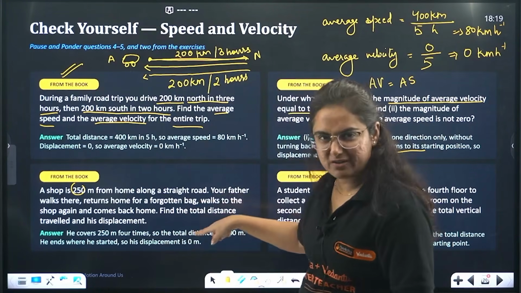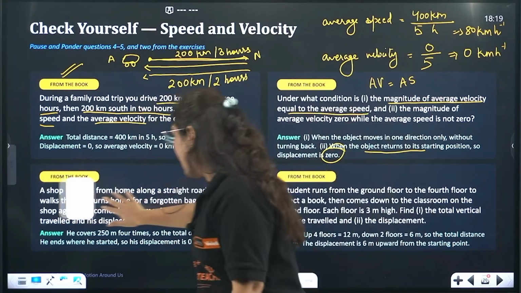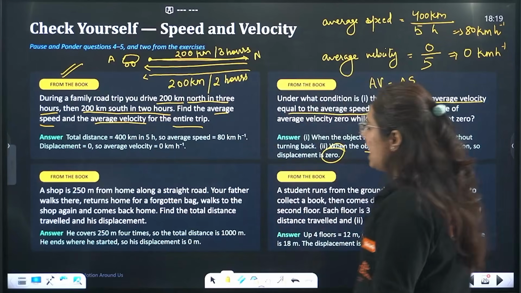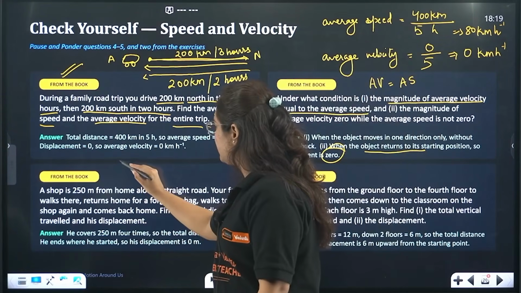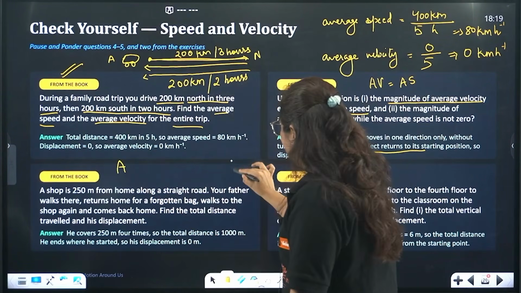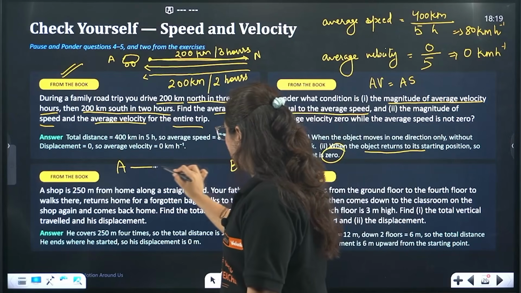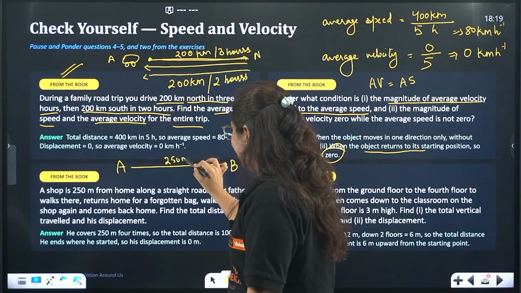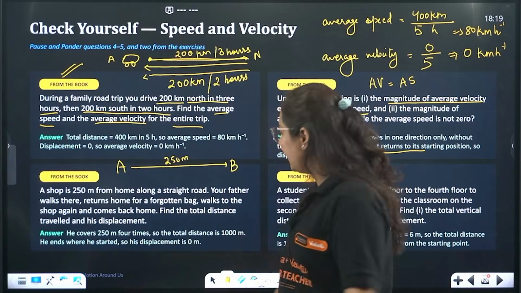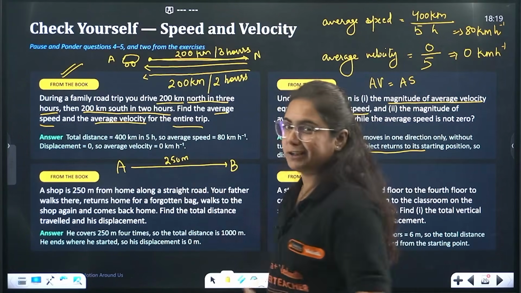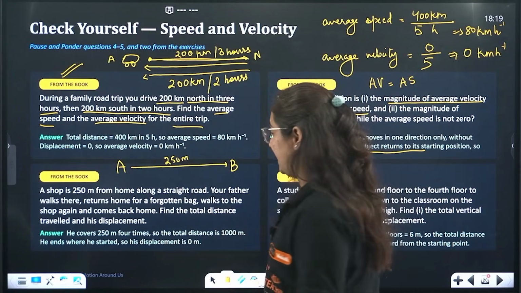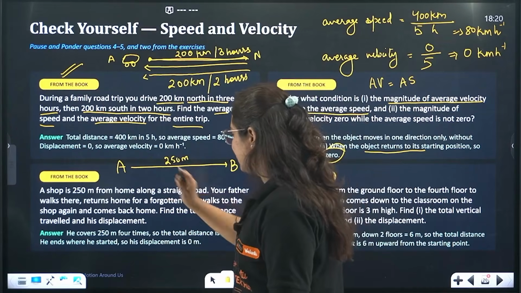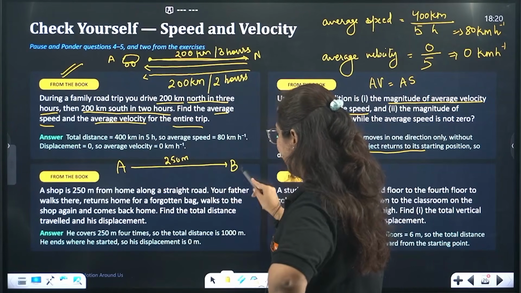So here's a question regarding that. A shop is 250 meters from the home along a straight road. So your house is here, your shop is here, and the road is straight. How much distance is there? 250 meters distance is there. Fine, your father walks there. Now here the example is of the father, by the way. So your father started walking from point A to point B.